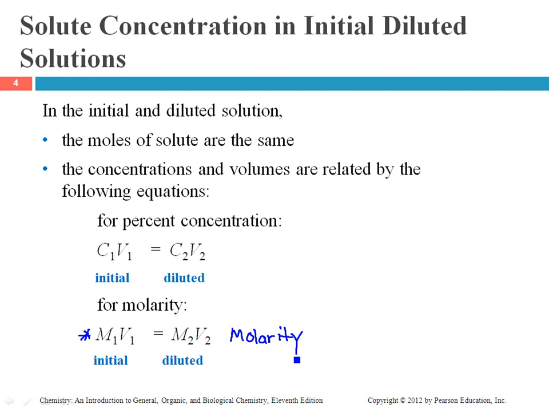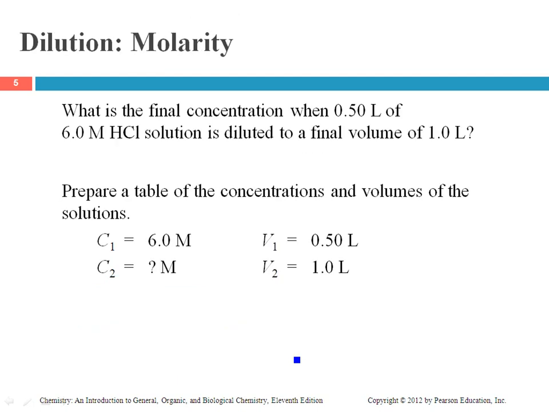All you have to do is plug in the variables. You are given 3 of the 4 variables, and you solve for 1. If we were asked, what is the final concentration when 0.50 liters of 6.0 molar HCl solution is diluted, the key word here is diluted, which is when you think of this equation, to a final volume of 1.0 liters.